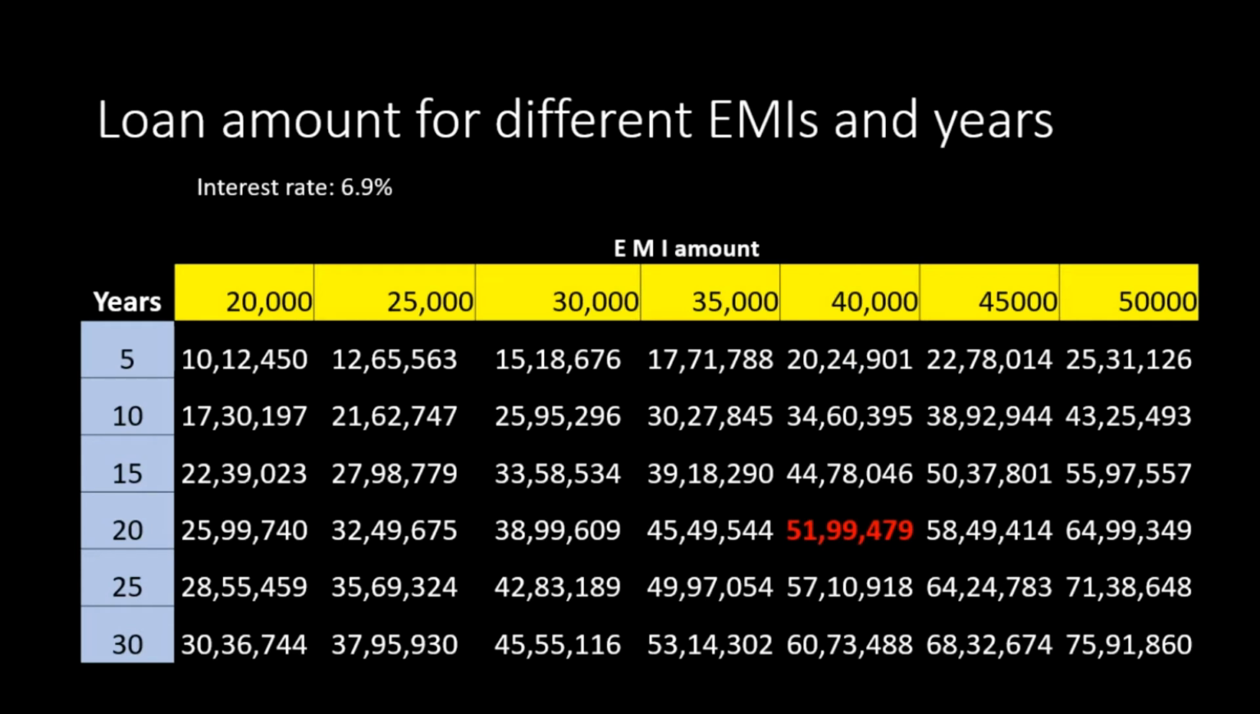Here is a ready reckoner for you. This table will show you that for a given interest rate of 6.9% and different amounts of EMIs and for different years, how much loan can be taken. So for 40,000 rupees of EMI and for 20 years, the loan amount will be 51 lakhs 99,479. As you can see from this table, the loan amount for a given number of years will keep on increasing with the affordable EMI amount. Similarly, for a given EMI amount, the loan amount will keep on increasing for the number of years.